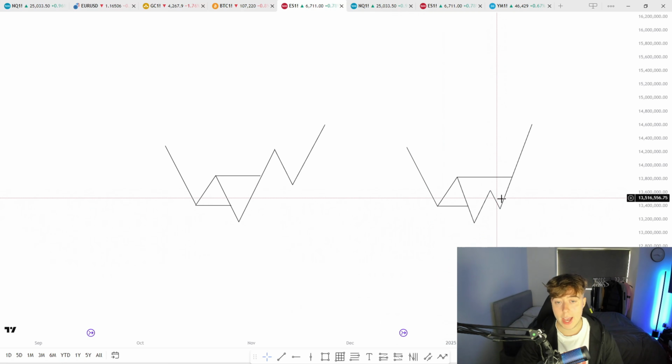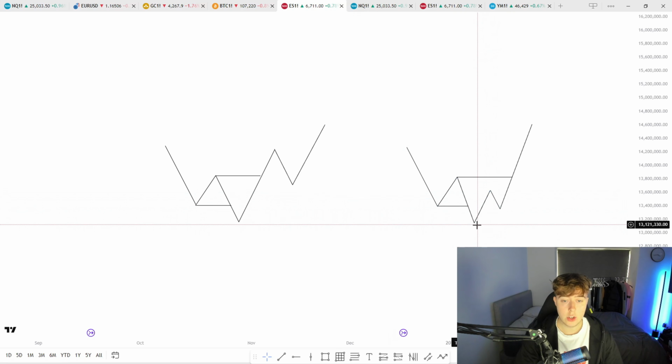And then you can literally go ahead and just enter at the change in the state of delivery. So, once price retests it slightly, the candle, you can go ahead and enter there. Stop would then go on the low of that most recent low that took liquidity. And then you can go ahead and target much higher.